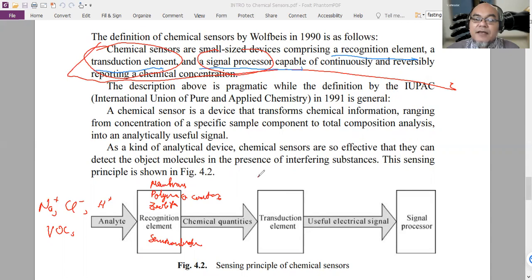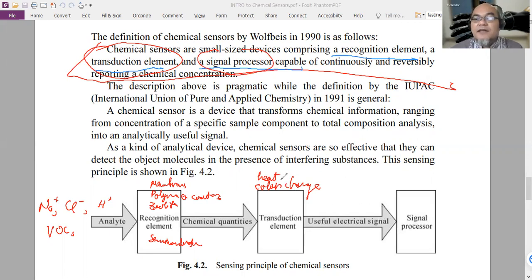recognize, for example, the heat from the reaction, or color change, right? Or light intensity change, due to the chemical reaction. From here, the transduction element will convert it into a useful electrical signal.